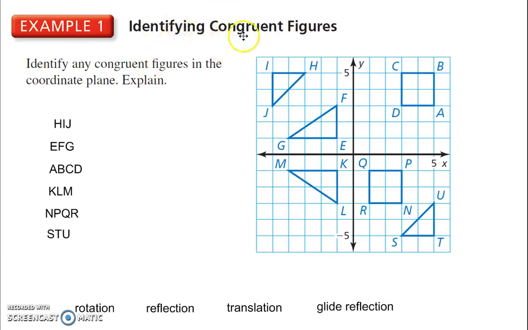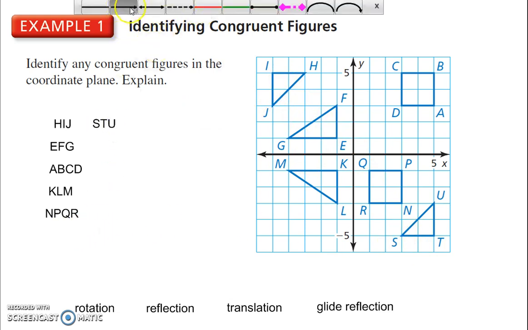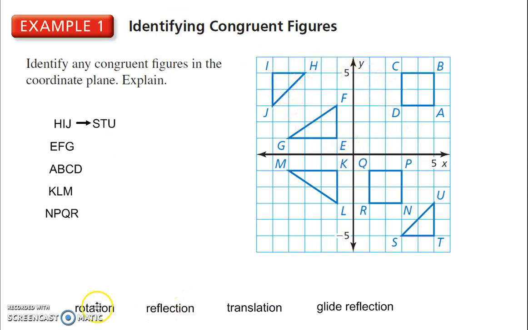So let's look at which of these are congruent figures and explain. HIJ, looking through these, this shape down here looks like it. How is that one? We have UST, so these two. And this could be a rotation about the origin. So we could say that's a rotation about the origin. Or you could also reflect it twice. We could reflect it in the x-axis and reflect it in the y-axis. So a couple of ways that you could do this.